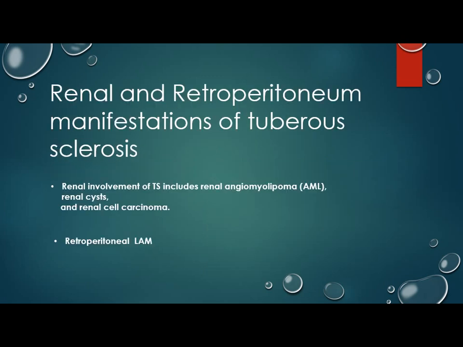Renal and retroperitoneal manifestations. Renal include renal angiomyolipoma, renal multiple cysts, and renal cell carcinoma, but renal cell carcinoma is not common. And in the retroperitoneum it causes retroperitoneal lymphangioleiomyomatosis.